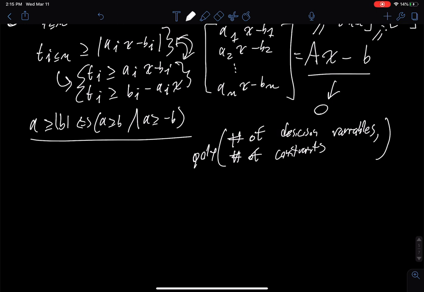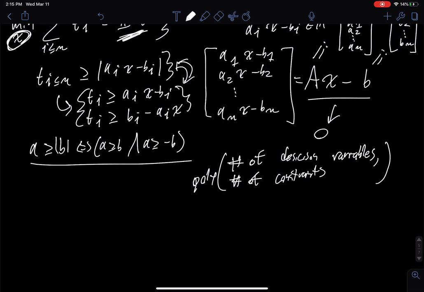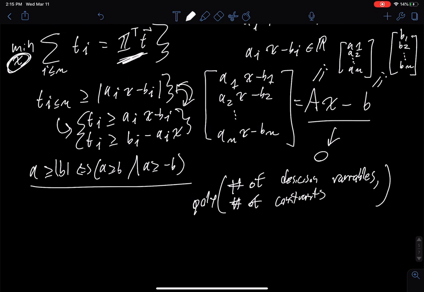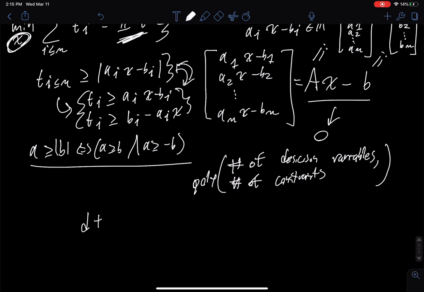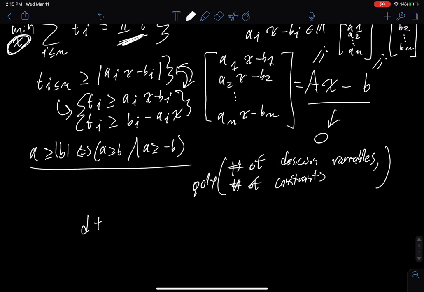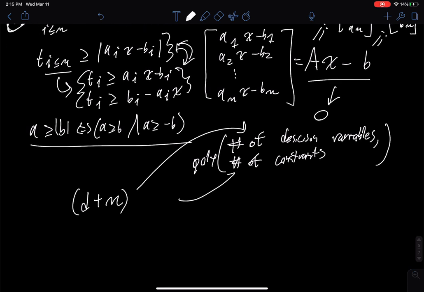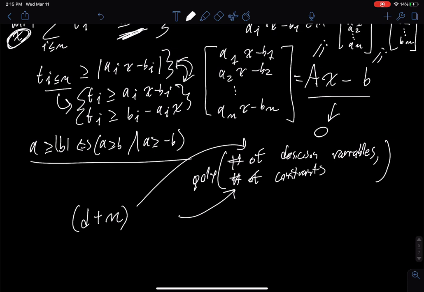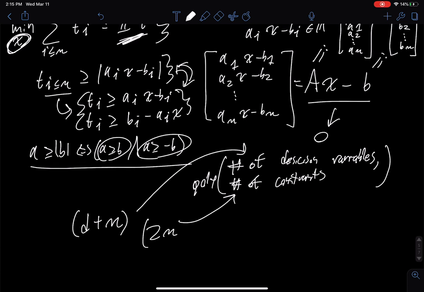The number of decision variables is just going to be equal to the components of x. x is an element of R^d, so we have d components of x, plus all of our t's. And we have n different t's. So we have d plus n decision variables. What about the number of constraints? Well, we saw that for each t_i, we had two constraints, one for the positive half and one for the negative half, which gives us 2n constraints, in order to get that all the t_i's are greater than or equal to the absolute values of these differences.